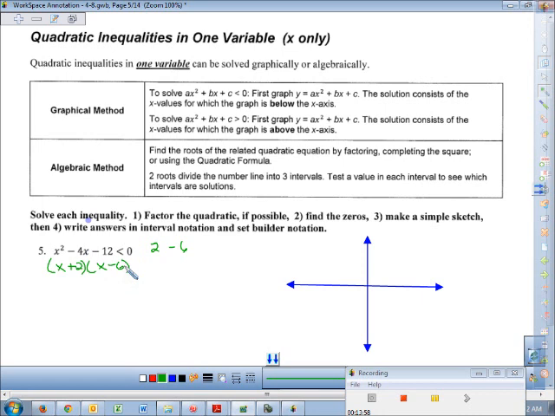Cool? And to make this make any sense, we need to change it to an equation. We want to know when that equals 0. To find the roots, you cannot have an inequality. We need it to be an equation, so we can use the zero product property.